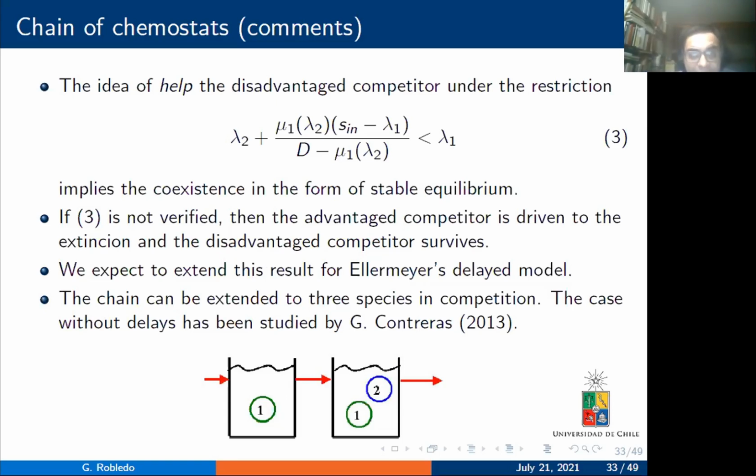We expect to extend this result by considering delays in the Droop-Mayer cells, because we have only considered the Caperon case. I also want to say that we can extend these results considering a third species in competition, and the case in absence of delays has been studied by Guillermo Contreras in his master thesis. Well, this is the first result that I wanted to show.